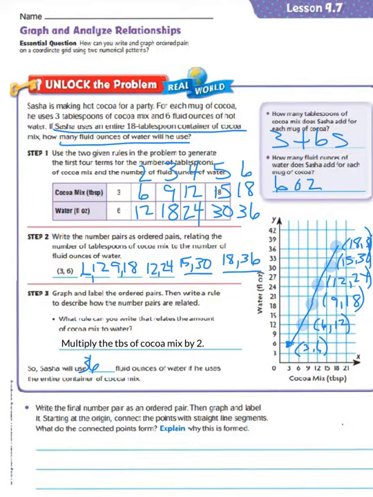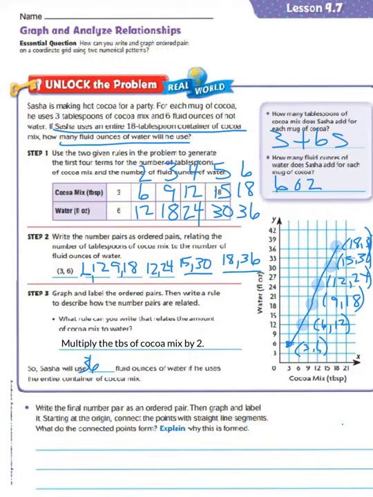So then it says to write the final number pair as an ordered pair, then graph and label it. Starting at the origin, connect the points with straight line segments. What do the connected points form? Explain why this is formed.